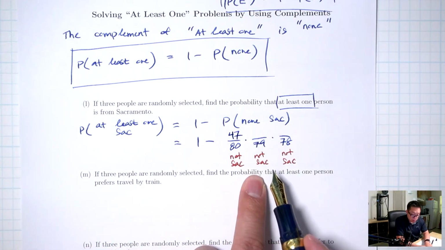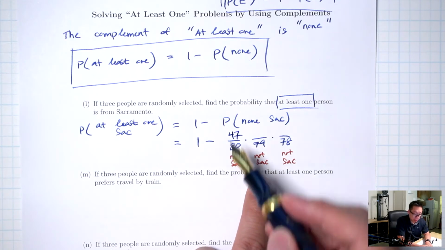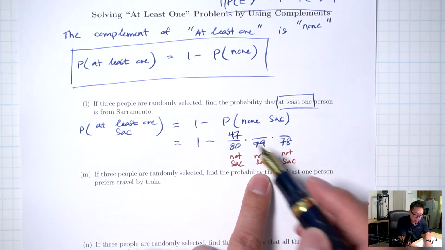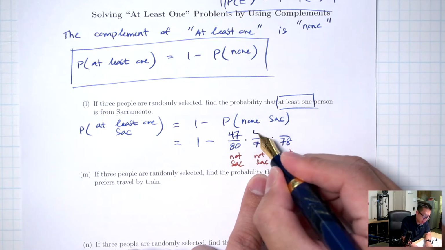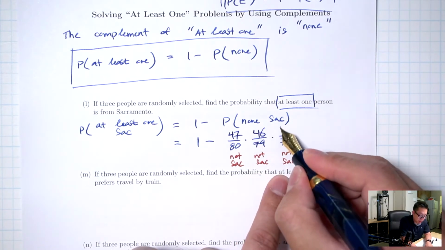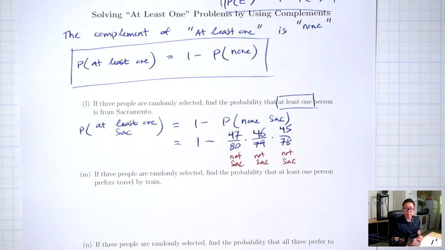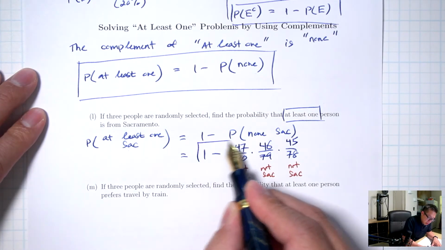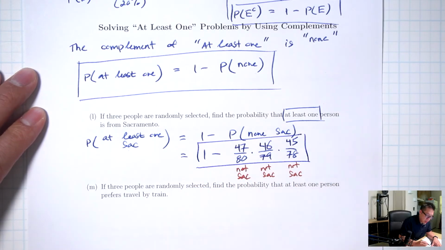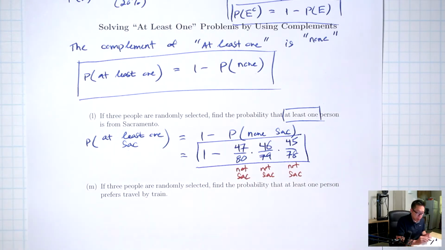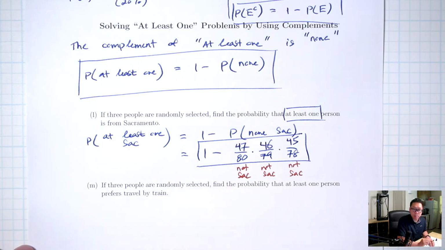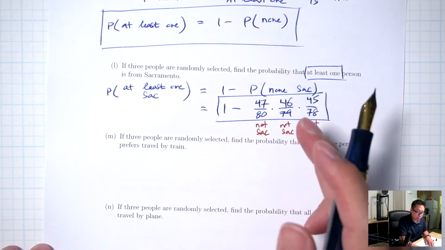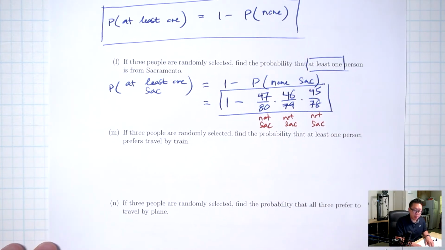Second person, I also want to be not Sac. And because I already chose 1 person not Sac already, for the second blank, I should be down by 1 to 46. And then down again to 45. And so the answer you're going to enter is going to be that. So make sure don't forget the 1 minus. So 1 minus 47 over 80 times 46 over 79 times 45 over 78.